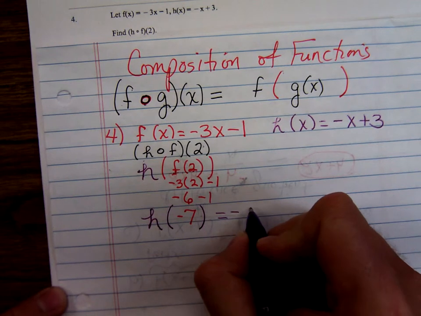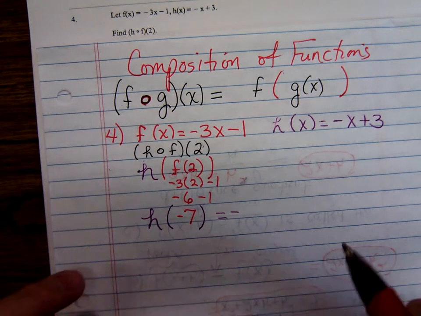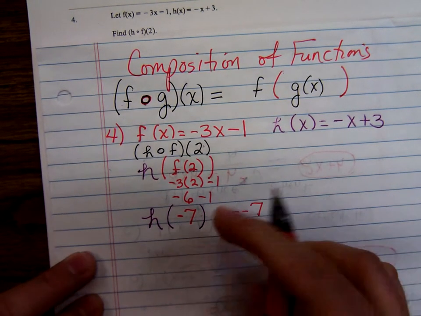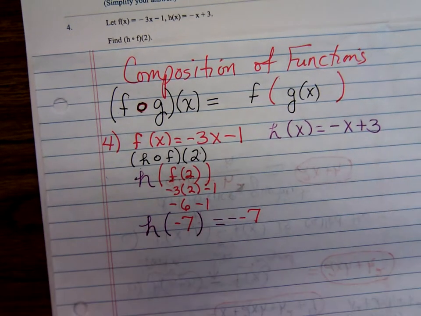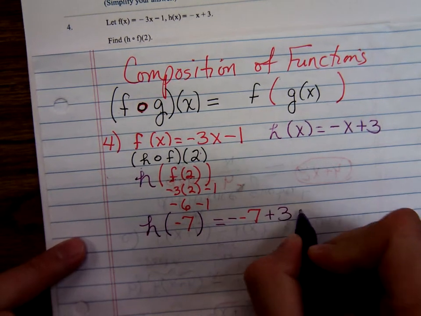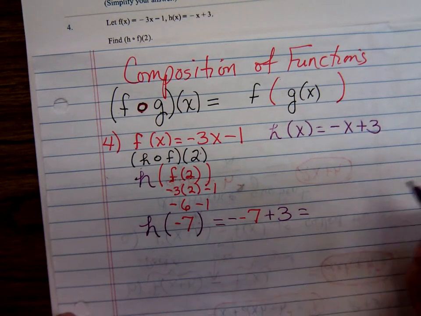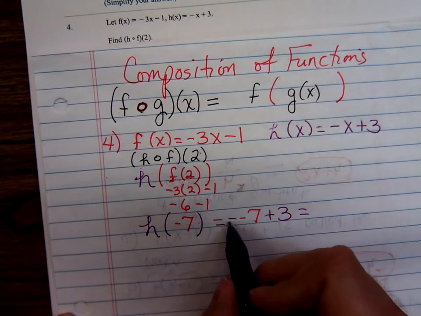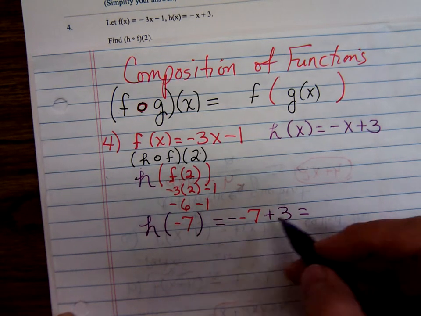Negative, ooh, that's going to be a negative negative. Be careful. I'm plugging the negative 7 into h. Negative negative 7 plus 3. So is that going to be just 10? Negative negative is positive 7 plus 3, 10.